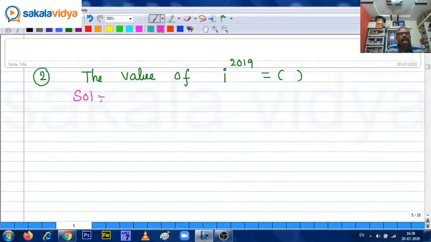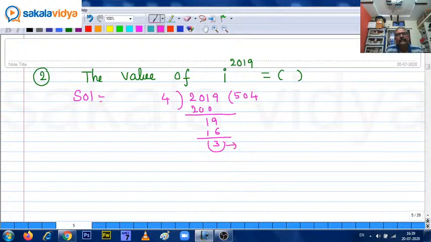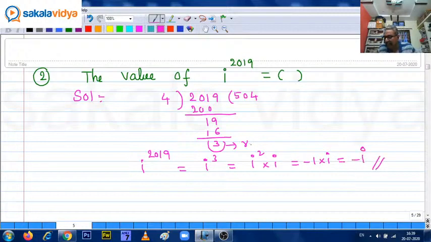So that means what is the solution to be done here? First divide 2019 by 4. 4 times 500 is 2000. Am I correct? 19 you will get. 4 times 4 is 16. You get remainder 3. That means here this is the r value. Therefore i to the power of 2019 is equivalent to i cube. I cube means we can write i square into i. So minus 1 into i, whose value is minus i. This equals minus i.